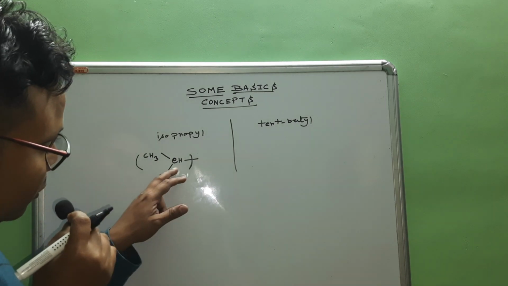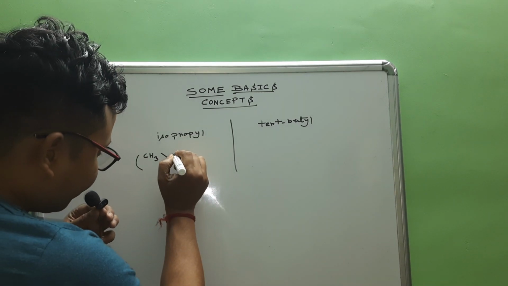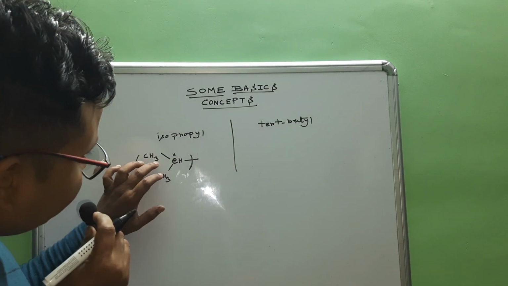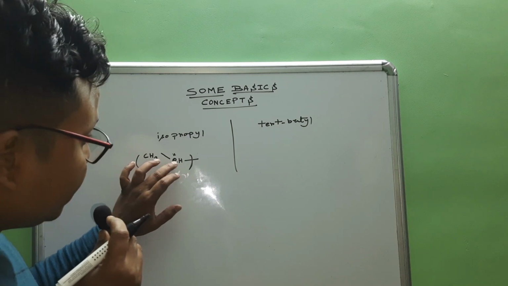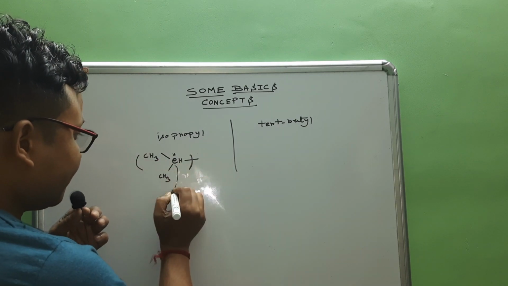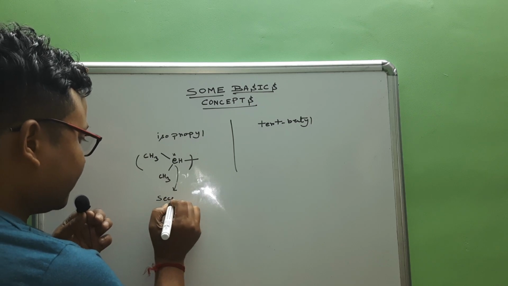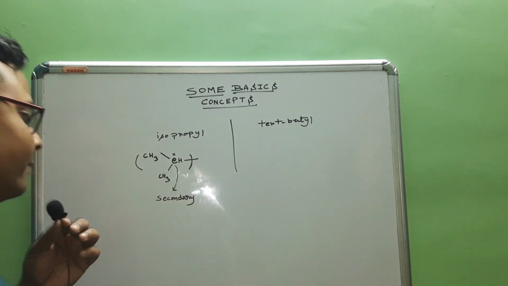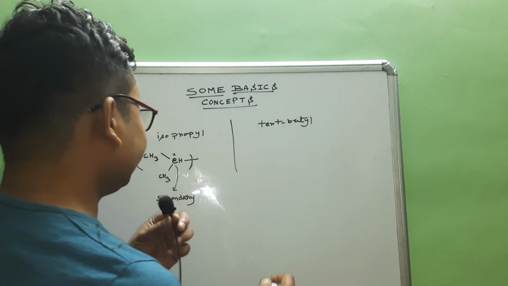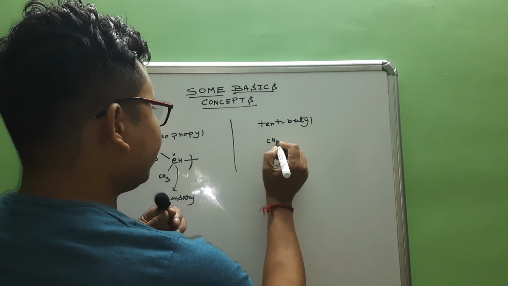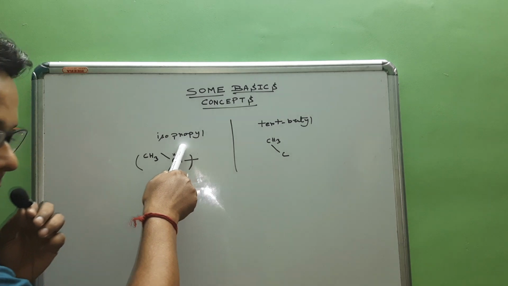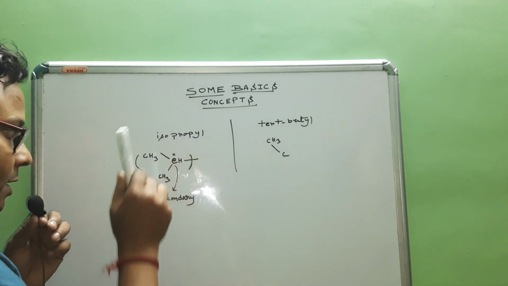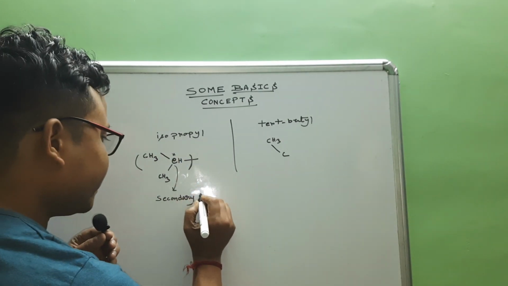So look, this carbon atom is attached with two alkyl groups and one hydrogen. So this carbon atom is a secondary carbon atom. Secondary. Okay. Now what is the tertiary? So why is it called propyl? Because this group contains three carbons, one, two, three. So this is called propyl. But this carbon atom is secondary type.